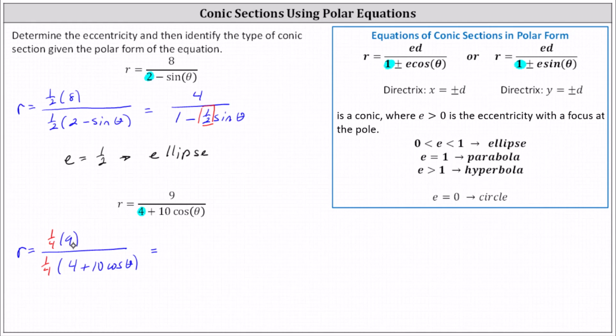Multiplying, we have 1/4 times 9, which is 9/4, divided by 1/4 times 4 is 1, plus 1/4 times 10 cosine theta is 10/4 cosine theta, which simplifies to 5/2 cosine theta. Now that we have the denominator in the form of 1 plus 5/2 cosine theta, we know that the eccentricity equals 5/2, which is equal to 2.5, which is greater than 1, indicating the conic section is a hyperbola.